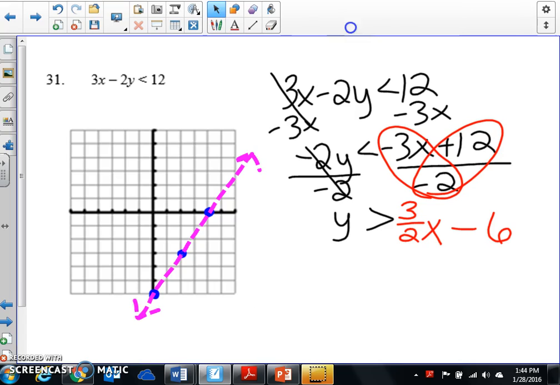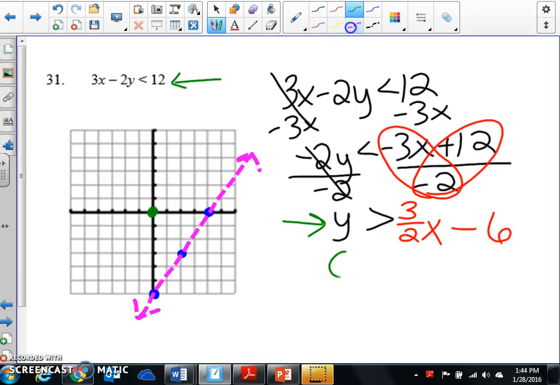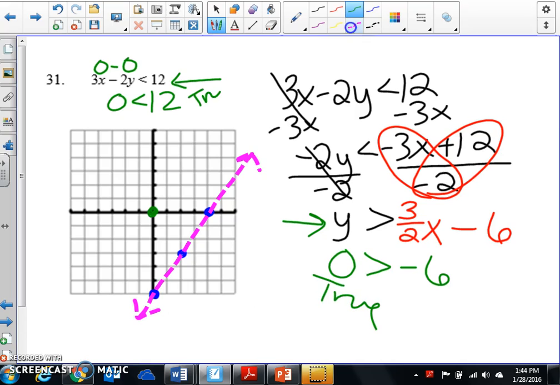And now I take my test point 0, 0. Honestly, you could plug it into this equation, or you can plug it into the original. It's up to you. 0 is greater than negative 6. Or if you plugged it in here, this would be 0 minus 0, so 0 is less than 12. Either one, they are both true. So I need to include that point, so I need to make sure I highlight the section with that point.